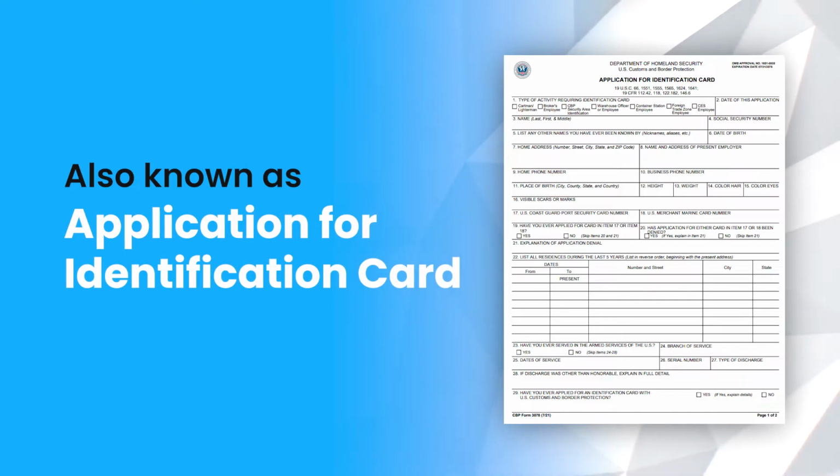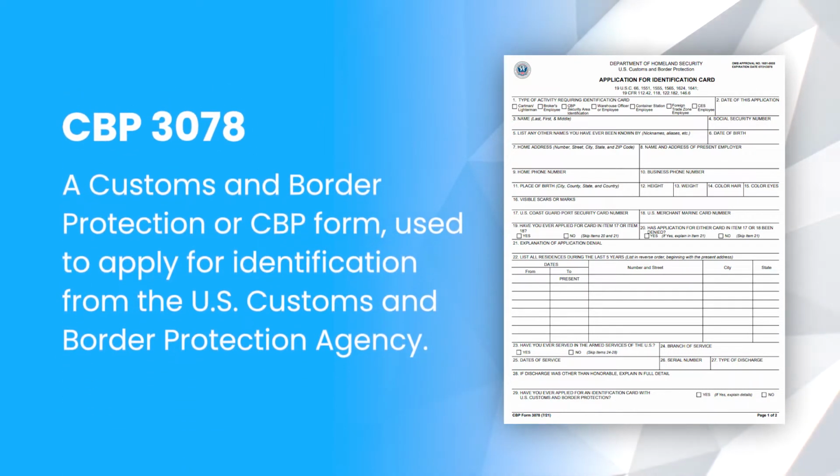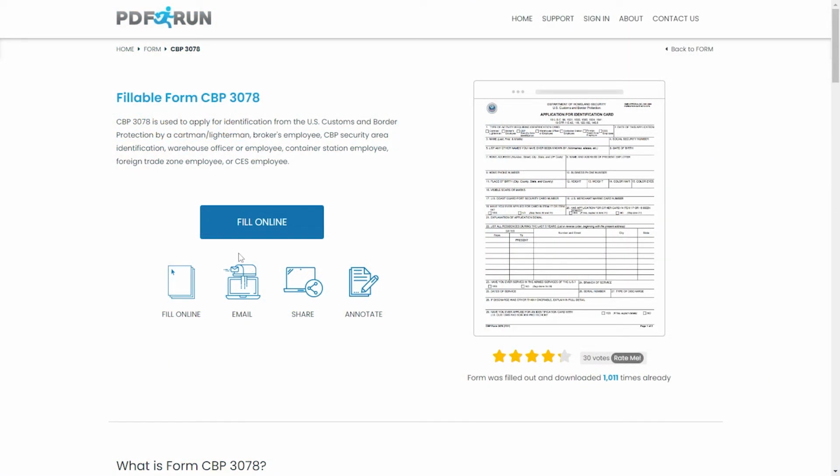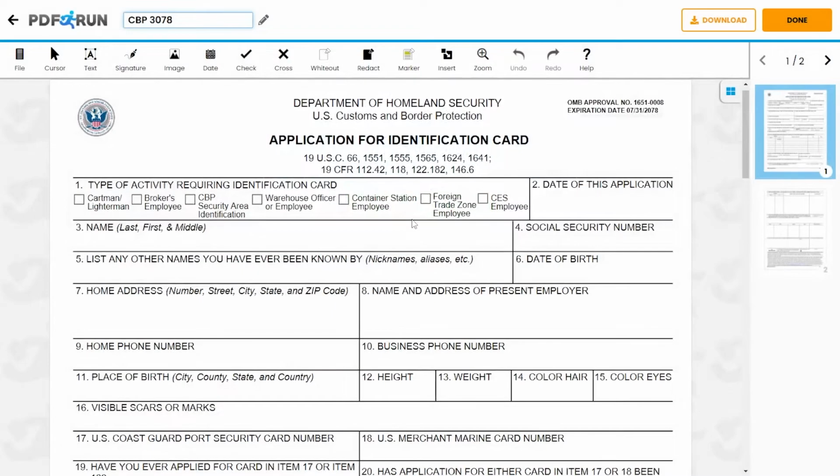Form CBP 3078, also known as Application for Identification Card, is a Customs and Border Protection, or CBP, form used to apply for identification from the U.S. Customs and Border Protection Agency. To begin filling out this document, click on the Fill Online button. This will redirect you to PDFRun's online editor.